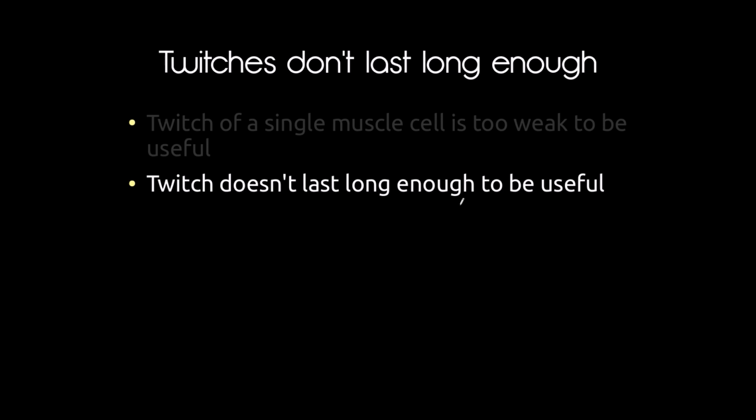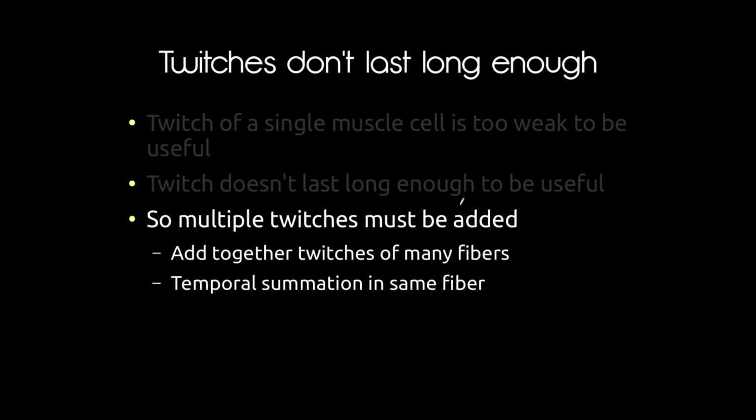Well, how do you solve that problem? It turns out that to get around this, we have to add multiple twitches together to get any sort of useful force out of these muscle cells. And there's a couple different ways that we can be adding these twitches together. The first way is that we're going to add together twitches of many different fibers, many different muscle cells. And as we add together the twitches of multiple cells, we get a larger contraction that is much greater force than any one individual muscle cell could produce on its own. Well, that's fairly intuitive.